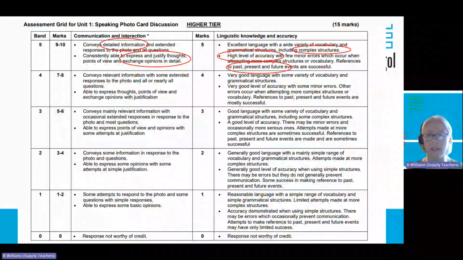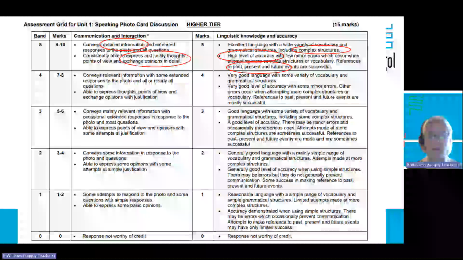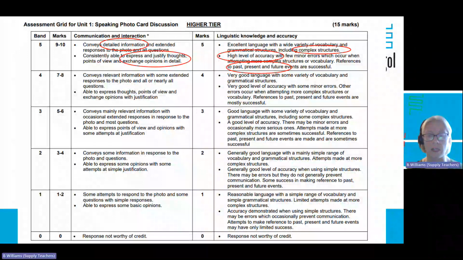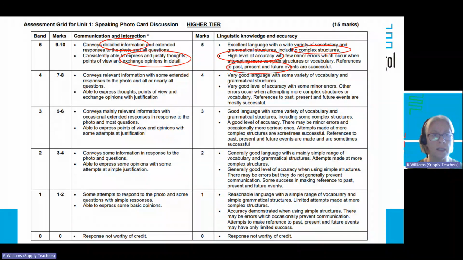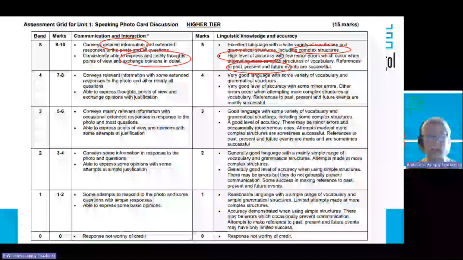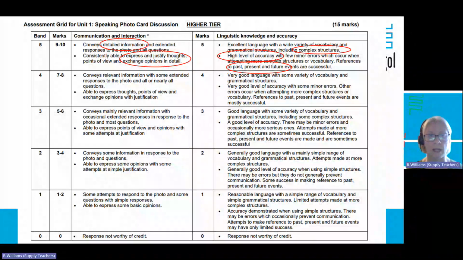For the higher tier then, again, 15 marks available. And as you would expect, you are asking really for the candidate to give more detailed information in comparison with the foundation tier. Extended responses are required to the photocard and also to the questions. Again, you are required to express and to justify your thoughts, to justify your opinions. So it's not good enough just to say, I think that. You do need to follow that up with a reason, which again is what I explained at the beginning, which will help towards your conversation and also towards your written exam as well.